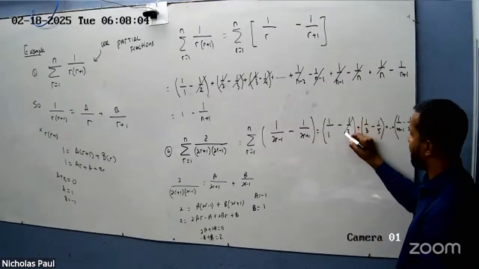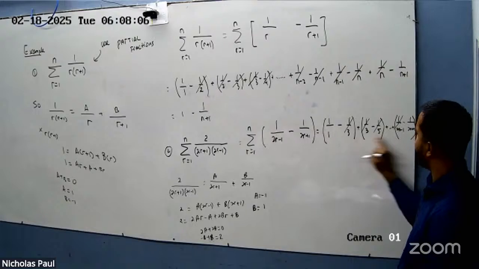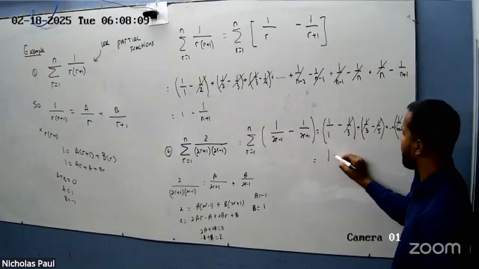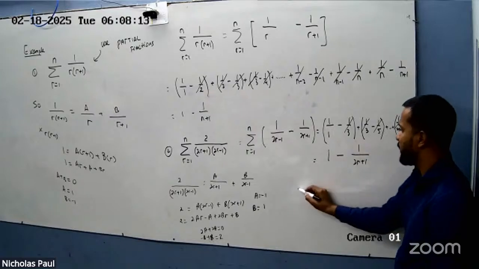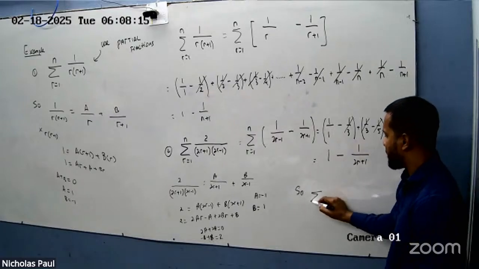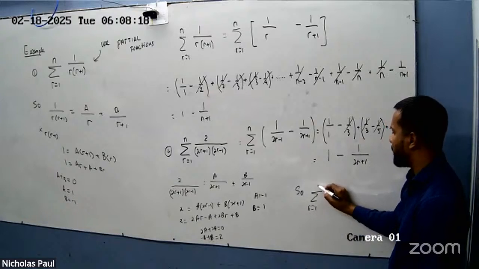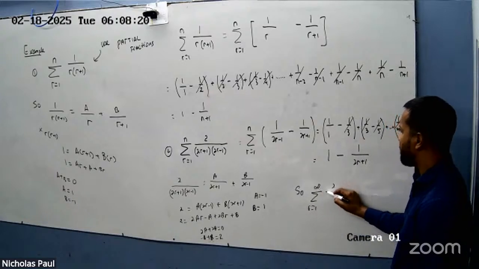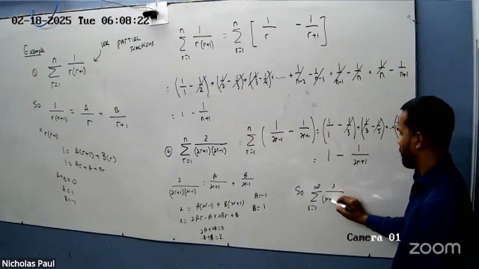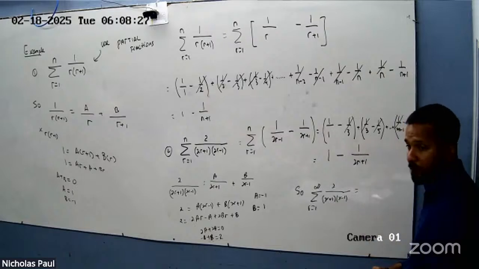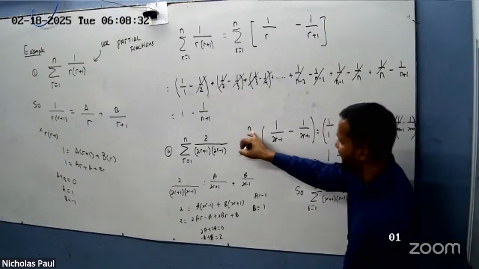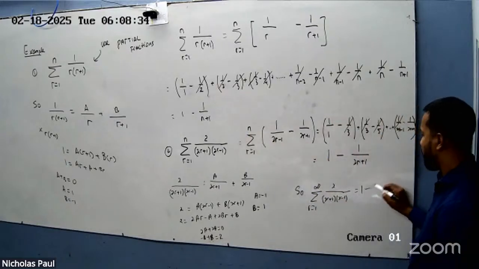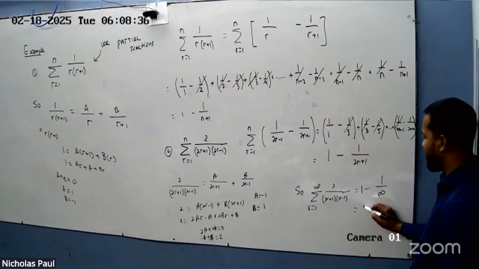Of course, everything will cancel except the first and the last. So we will get 1 minus 1 over 2n plus 1. If I ask for the sum of r going from 1 to infinity, what will that be? It means that n is infinity, so that's 1 minus 1 over infinity, which is 1.